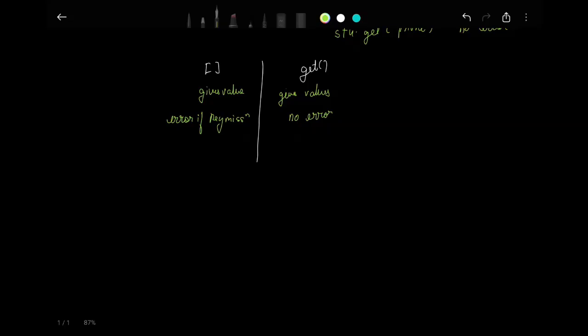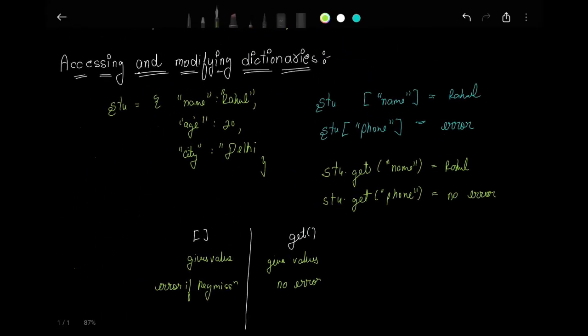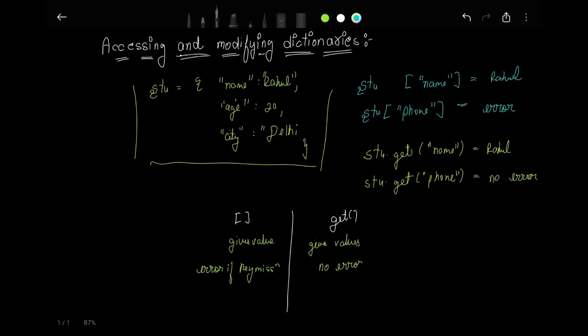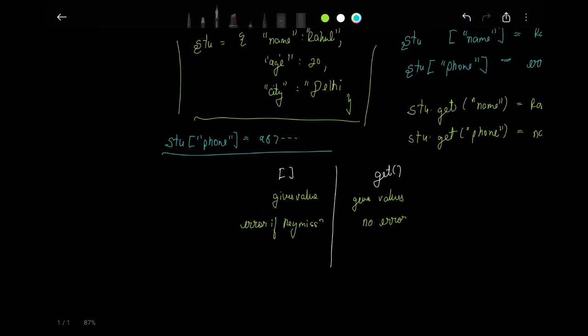Now how can we add new data to an existing dictionary? Say I have this dictionary and I want to add a phone number. For that, what will I do? I will simply write student, phone, and I will fill in any value which I want. This will automatically create a new key value pair. We can also update existing key value pairs. Say I want to change the age, then what will I do? I will write student age and I will simply update the value like this.